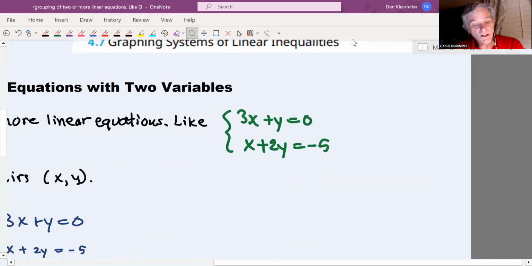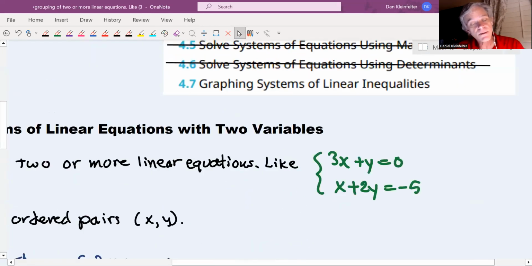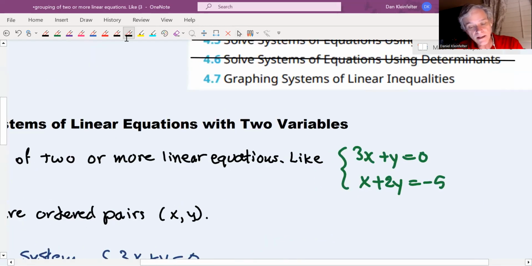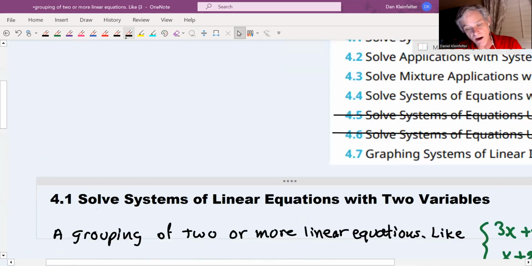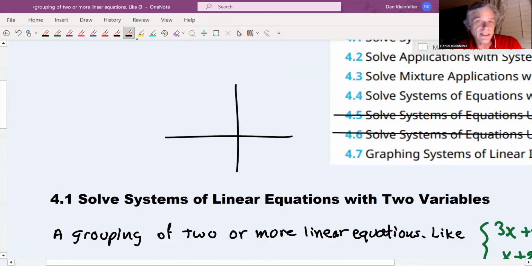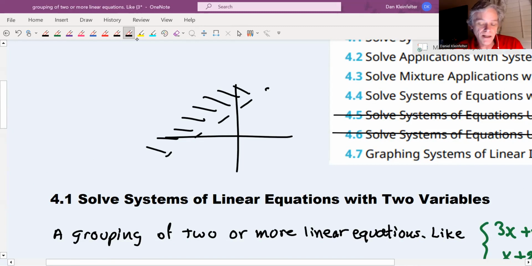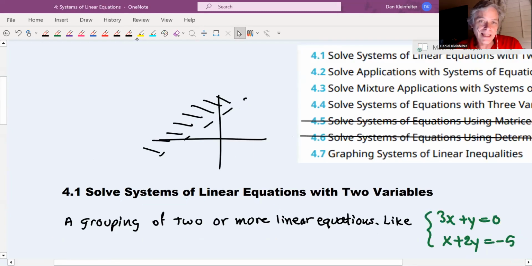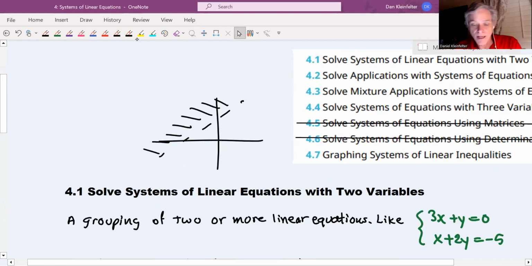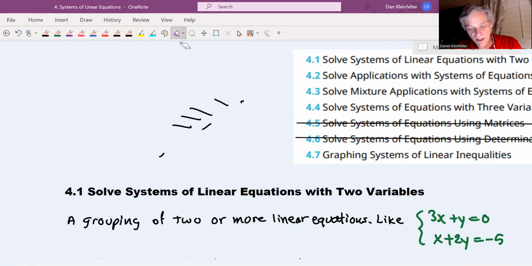And then finally, section 4.7 is about systems of linear inequalities. Recently we went over how to graph a linear inequality. That was where you graphed a line, sometimes dashed, sometimes solid, and then performed a little test and shaded one side or the other. It's going to be kind of like that, only a little different. So that's where the chapter will finish.